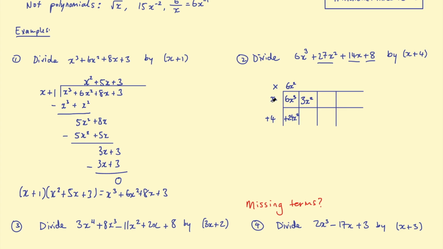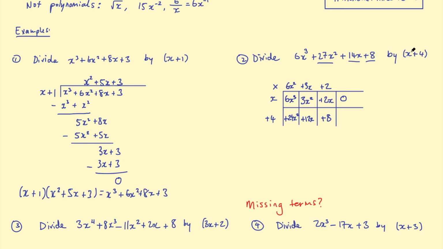Then divide that by x. 3x squared divided by x is plus 3x. Multiply 3x by 4. That's plus 12x. What do I need to add to 12x to get 14x? That's plus 2x. Divide 2x by x. That's plus 2. And then multiply plus 2 by plus 4 is plus 8. And then what do I need to add to 8 to get plus 8? That's 0. And now I have a 0 at the very end. That means I'm done and I have no remainders.